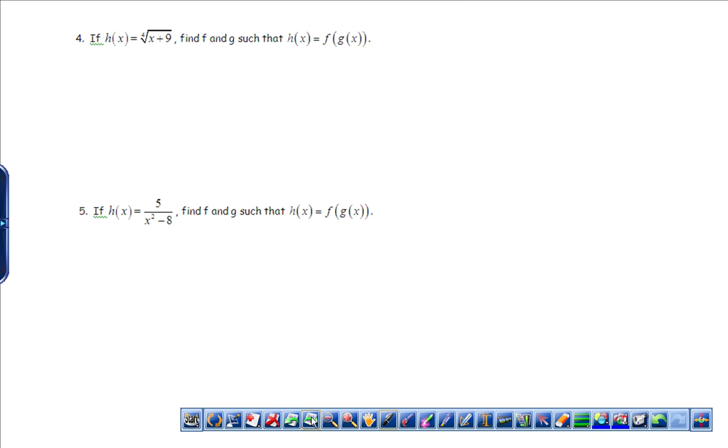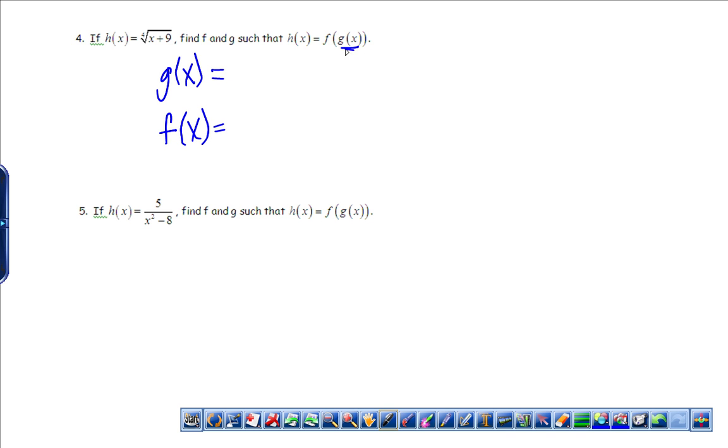See what this says. It says if h of x is this function, find f and g such that h of x is this composition. Now there's a bunch of functions that we could come up with, but I'm going to try to come up with the easiest one possible. So I'm going to come up with a g of x, and I'm going to come up with an f of x.